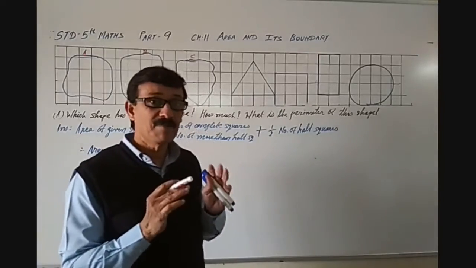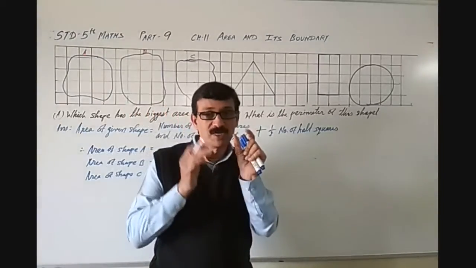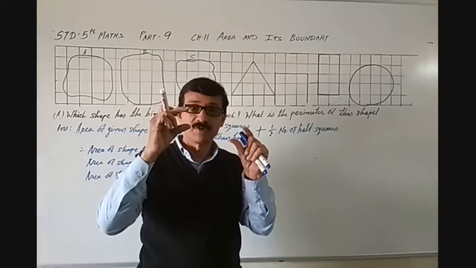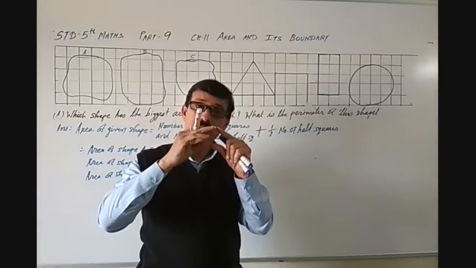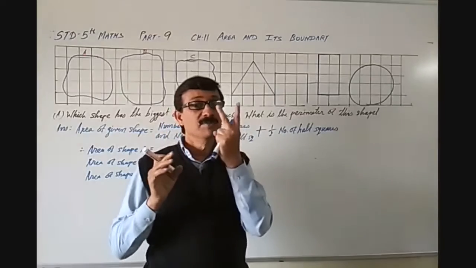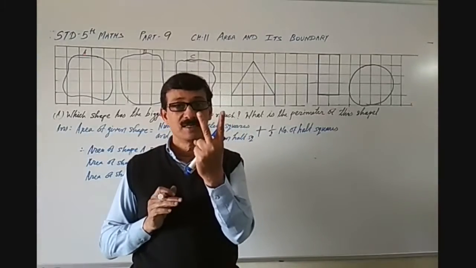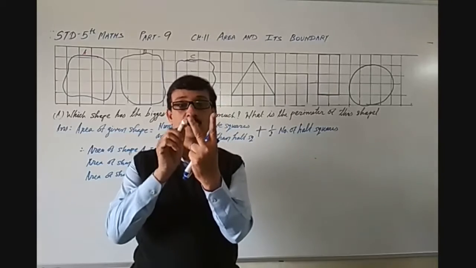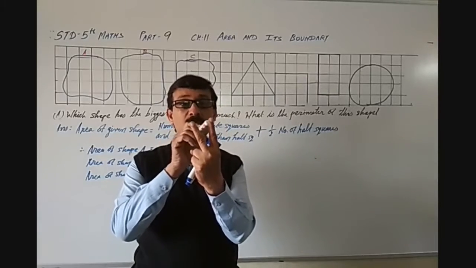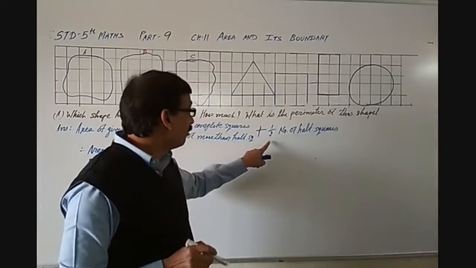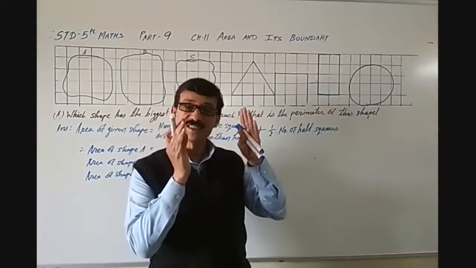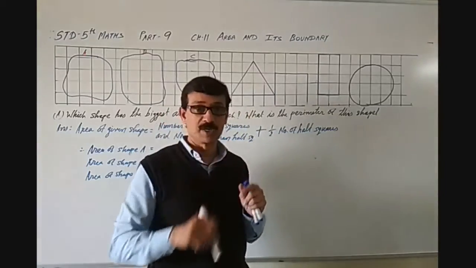Okay, why 1/2 number? Because if it is a half square, then we will join one half square with a second half square, then it will be a complete square. So if there are two half squares, then the square will be 1. 1/2 of 2 is 1. That is why 1/2 number of half squares. Total half squares, and its 1/2 will be complete squares.